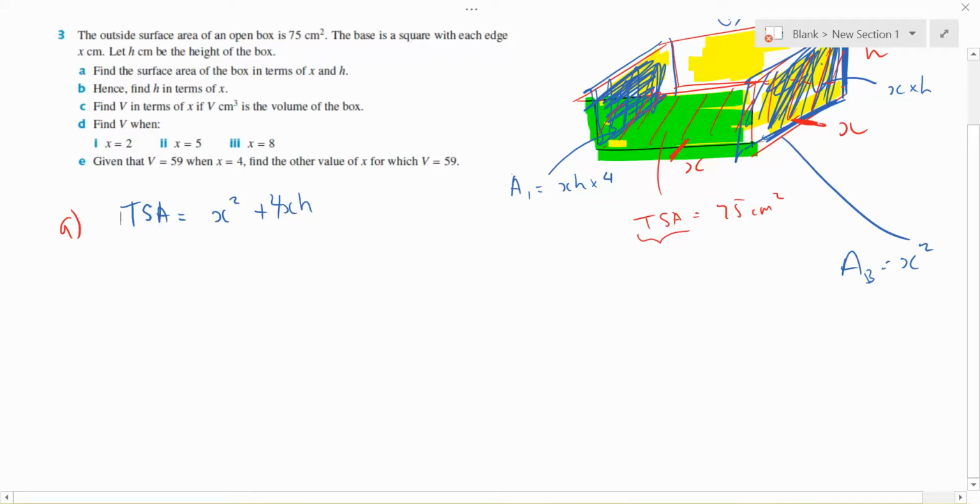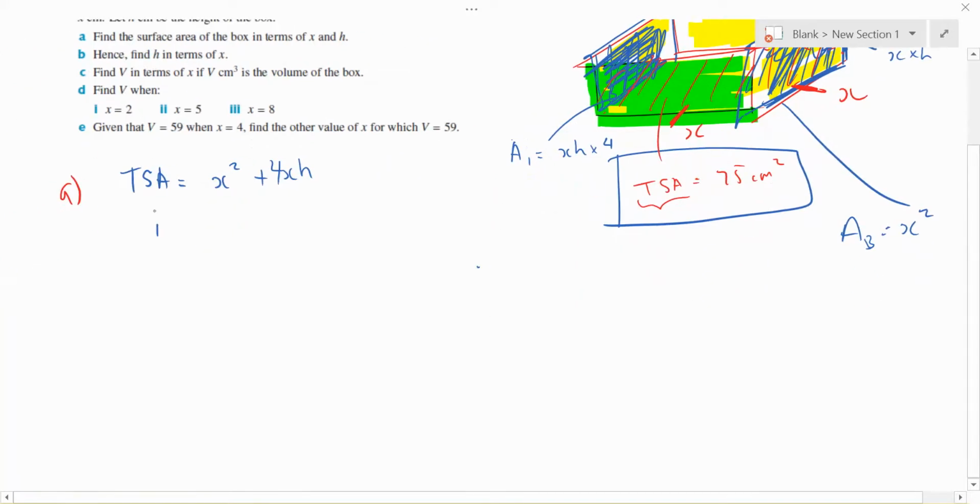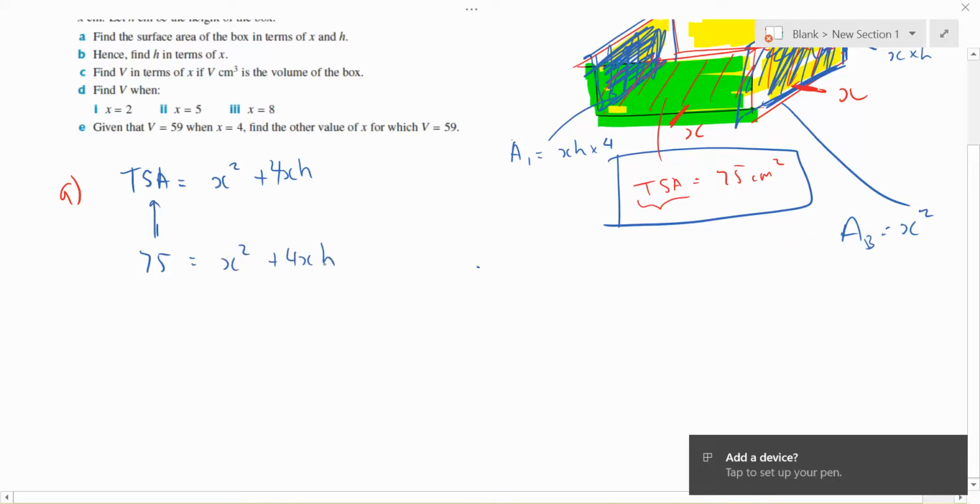Then it says, hence find h in terms of x. So what you want to find now is just h, in terms of x. You need some sort of equation, some of the information they've given you, so that you can write h in terms of x. And this is where you look at your pieces of information. The only one that I haven't used so far is the 75. The 75 tells me the total surface area is 75 here. I've got an x squared plus 4xh. My goal?